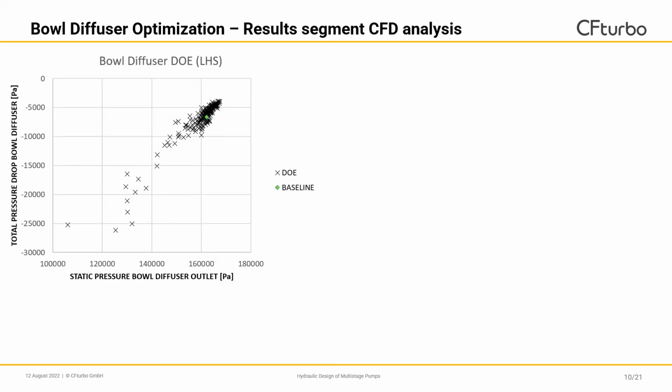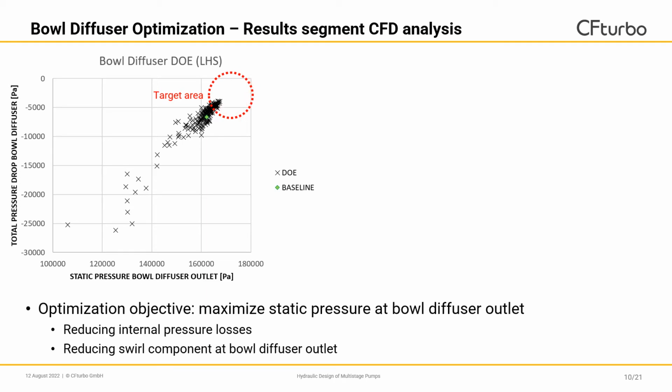For our initial DOE, we have used a Latin hypercube sampling, and in this graph you can see the total pressure drop inside of the bowl diffuser on the y-axis and the static pressure at the bowl diffuser outlet on the x-axis. The green dot marks our baseline design, and scattered around this baseline design you can see the different designs created by the Latin hypercube sampling. You can imagine that by reducing the total pressure drop in the bowl diffuser and by increasing the static pressure at the bowl diffuser outlet, we want to move our optimized design in this target area.